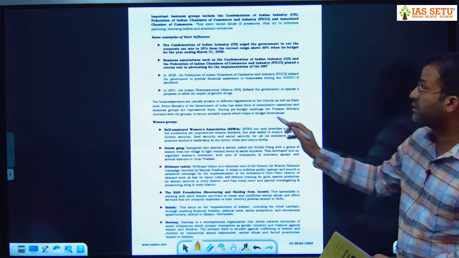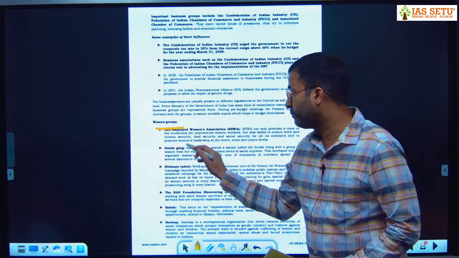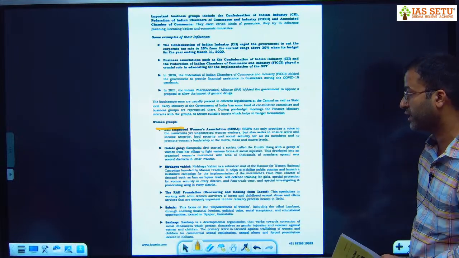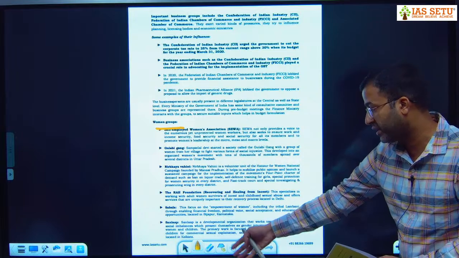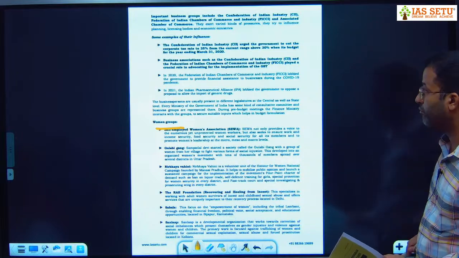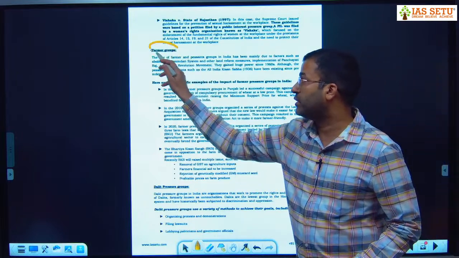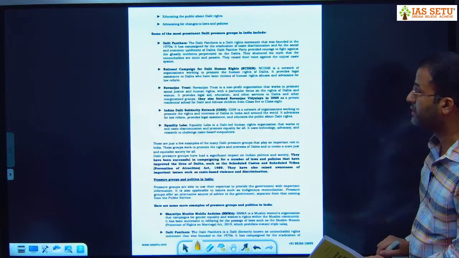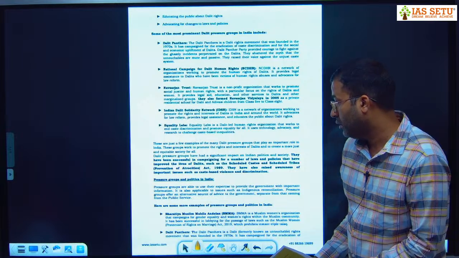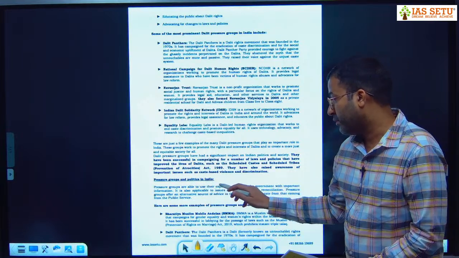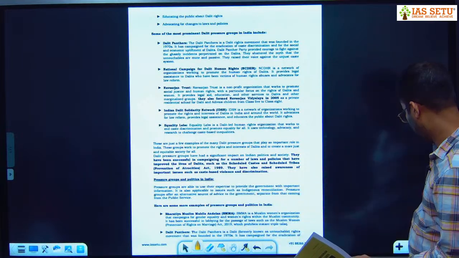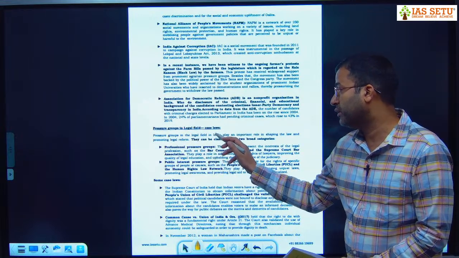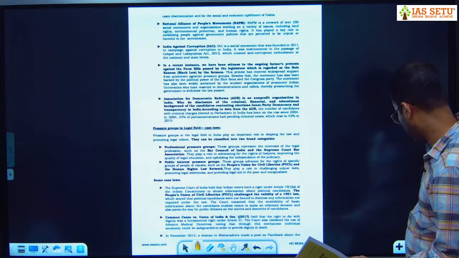Then business pressure group. Then women pressure group. कुछ women's के pressure groups हैं, जैसे गुलाबी gang is one of the examples. But not only गुलाबी gang, we have given a number of examples. Then farmer related groups. Then Dalit pressure group, we have given some examples. Pressure group and politics in India. ठीक है. Pressure group in legal field, some case laws.